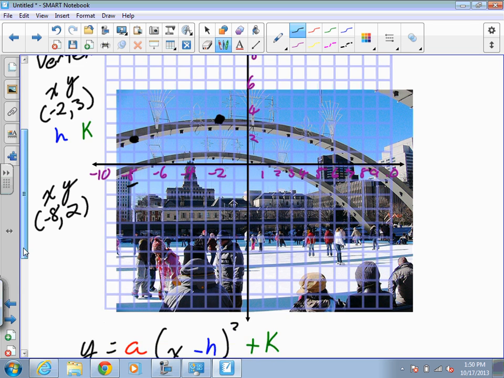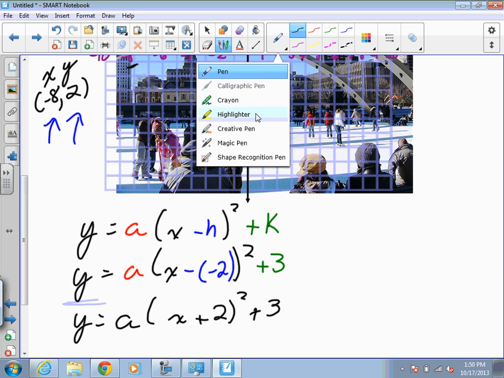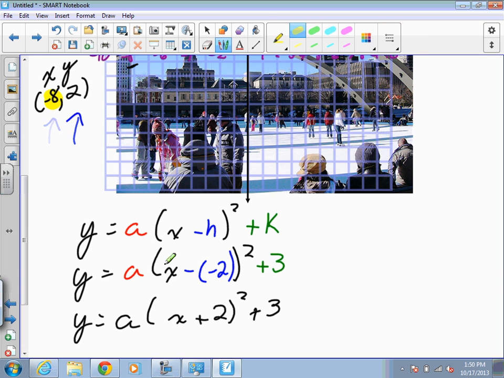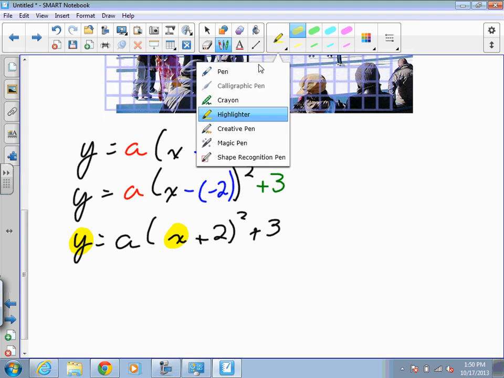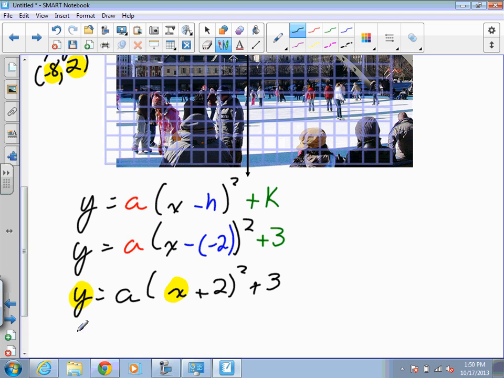So this is very important because we have to figure out a. And in order to isolate for a variable, we need to put in values for all the other variables. Well, h and k are done, and the last one we have to find is a. So we need coordinates for x and y, which we have here, x at -8 and y at 2. So we're going to replace our x value with -8 and our y value with 2. That way we'll be able to isolate for our a. So what is it stretched or compressed by? We said y, which is 2, is equal to a times (-8 plus 2) squared plus 3.